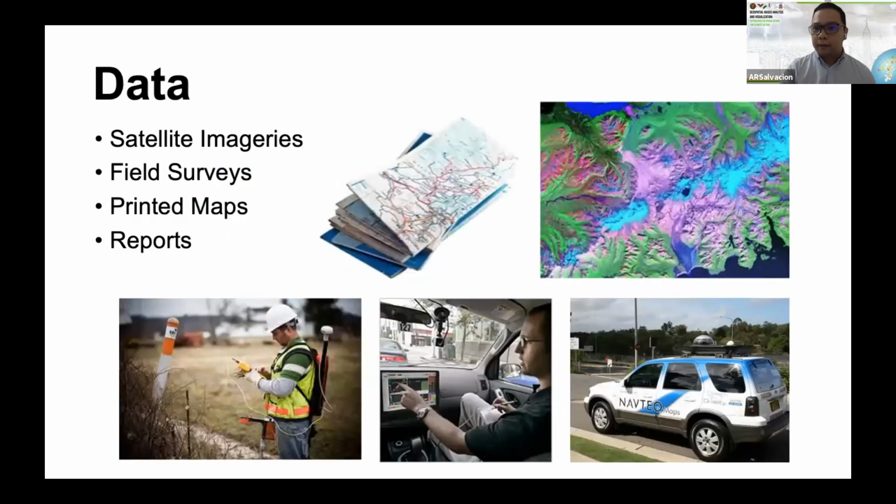And then data. There are a lot of data sources you could use for GIS. Satellite imageries, field surveys, printed maps and reports. You could dig in. Before year 2005, I don't know, we used to dig in maps from Namibia, and sometimes even old maps, just to get digital data for our project. But now I think there's a lot of data available online. You could just download it and modify it for your use.